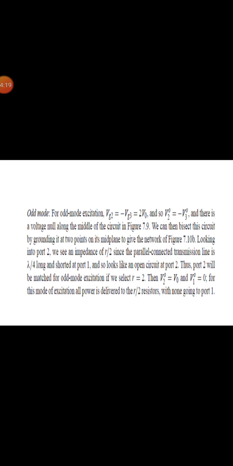For odd mode, Vg2 = -Vg3 = 2V0. There is a voltage null along the middle of the circuit, and we can then bisect the circuit by grounding it at 2 points on its midplane to give the network. That is, looking into port 2, we see the impedance R/2, since the parallel connected transmission line is lambda/4 long and shorted at port 2.